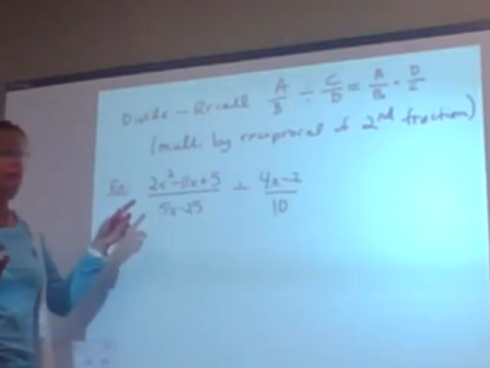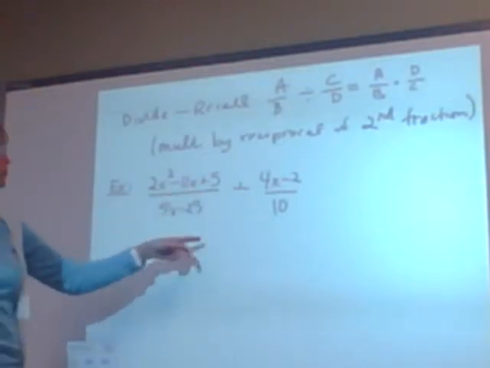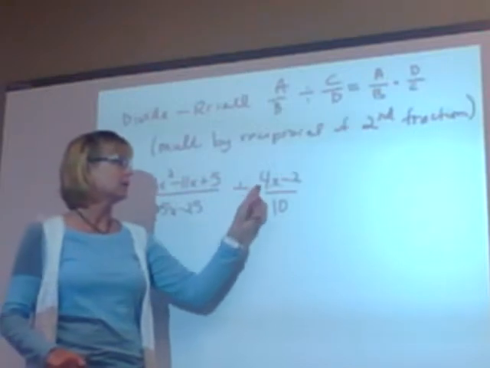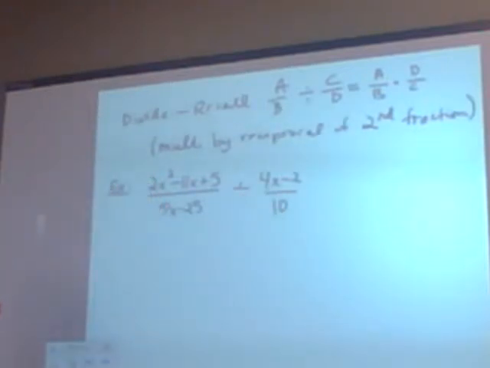In case this is hard to read on the video, 2x squared minus 11x plus 5 over 5x minus 25 divided by 4x minus 2 over 10. All right, first thing we want to do is factor.